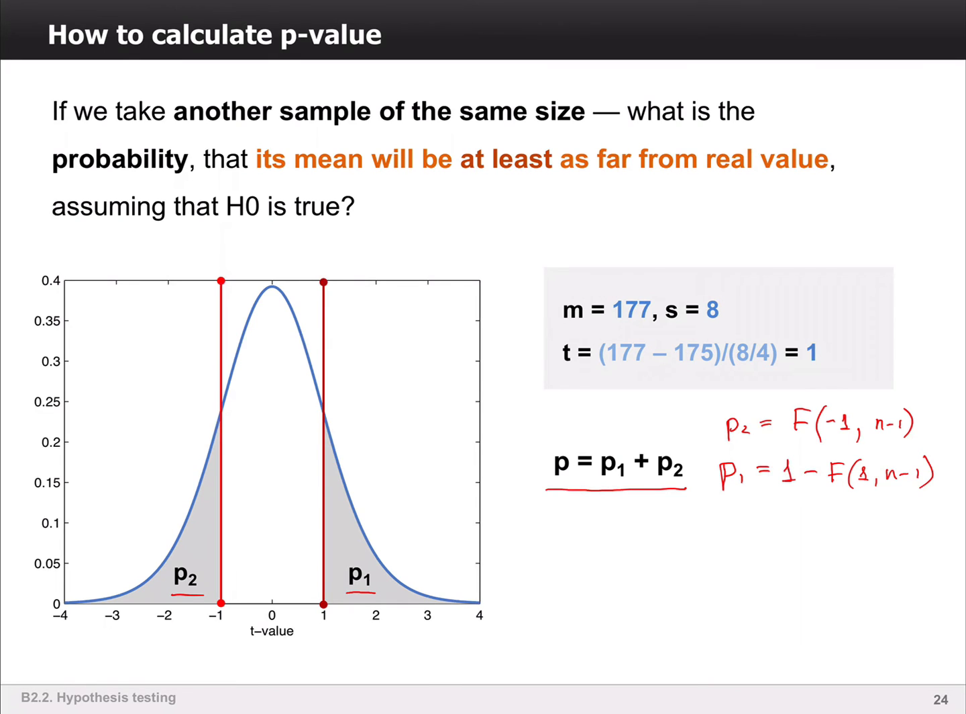So you remember that in R, the CDF is always a p function, so you can use this code in R to find the probabilities. So it will be pt of -1. In this case, we have 16 values in the sample, so it will be 15 degrees of freedom. And then P1, 1 minus pt of 1 and 15 degrees of freedom.